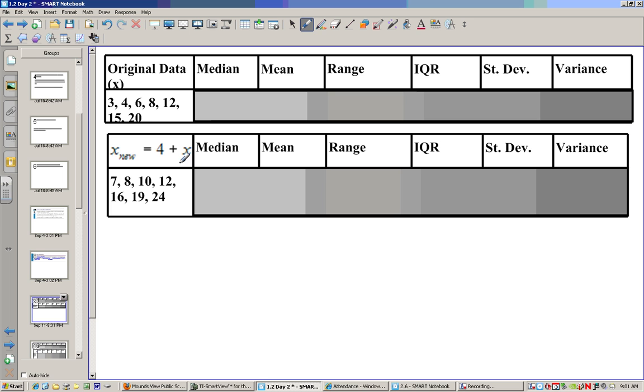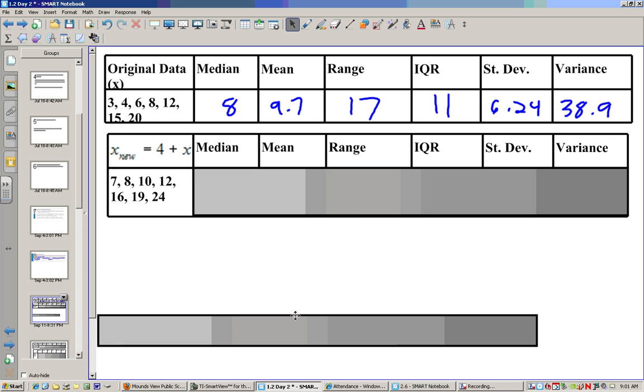All right. So now we're going to move on and see how the data points are affected by a linear transformation. So take a second, plug these values into your calculator and find the mean, median, range, IQR, standard deviation, and variance. You can pause it, and I'll let you go through it. All right, here are the values for this set of data.